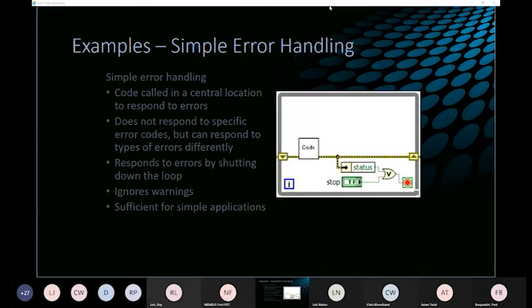So here's an example. This is the simplest example. If you're doing something in a loop, you got code. We want to make sure that we don't get stuck in an infinite loop. If an error occurs, we can just unbundle the status, put it through an OR gate. So this loop will stop if there is an error or if the user presses the stop button. So that's one of the simplest methods of error handling, right, in a loop in this example.